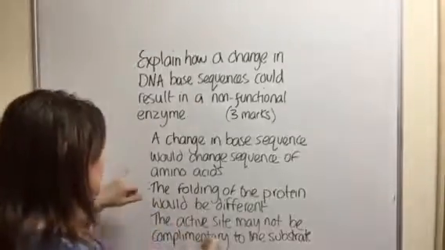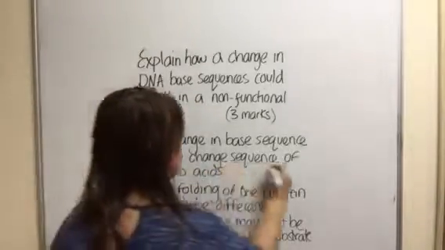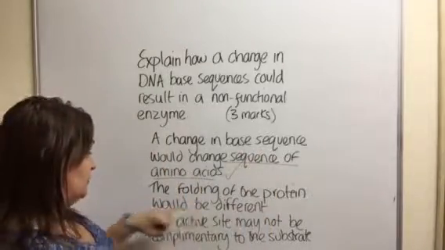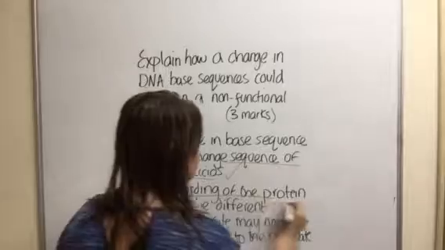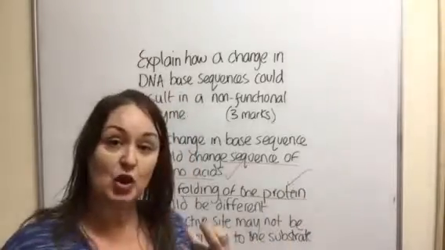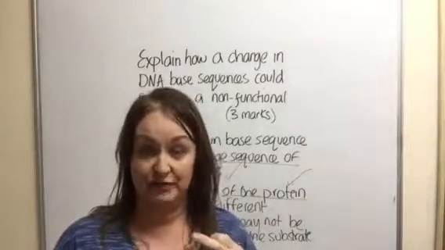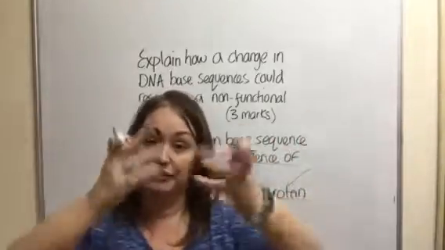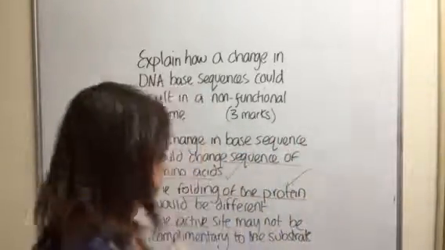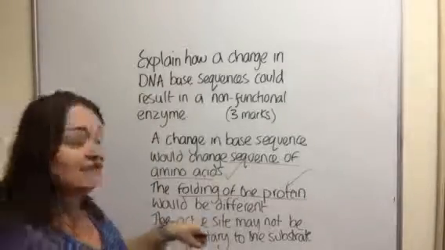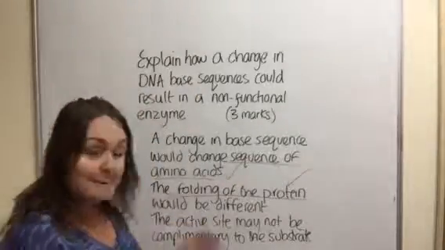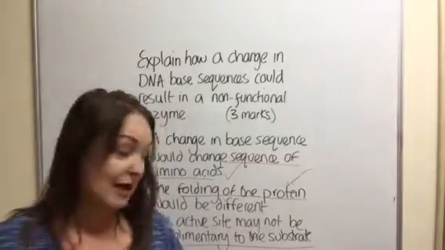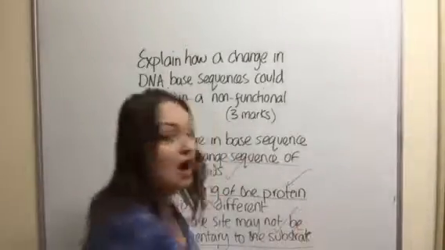So our marks would be change the sequence of amino acids, 1 mark. The folding of the protein would be different. At A level, we call that the tertiary structure. So the primary structure is the order or the sequence, and when it's all folded back on itself, that's the tertiary structure. And therefore, the active site may not be complementary to the substrate. That would be our 3rd mark.